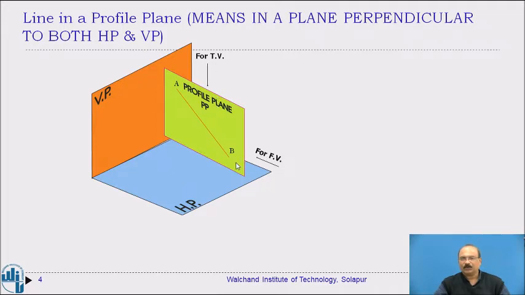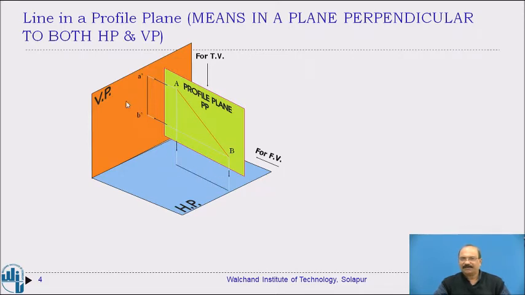How exactly does it look? Suppose this line is observed in this way, and it is the front view that comes on the vertical plane. So it looks like a straight line only, situated on the vertical plane. Similarly, if you go for the top view, that is also observed in this way, on the horizontal reference plane. So here it is.